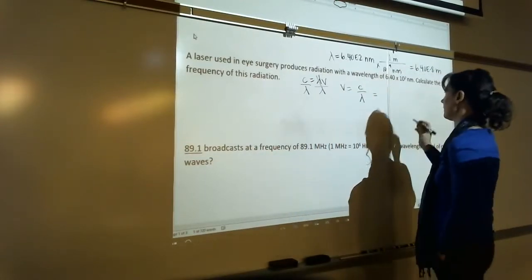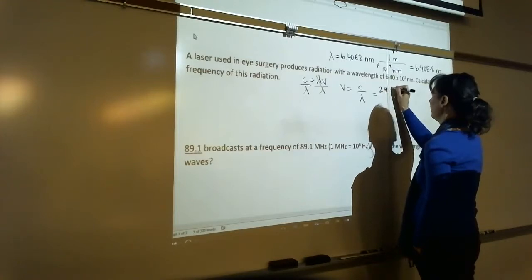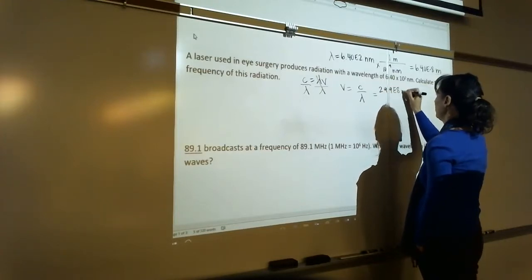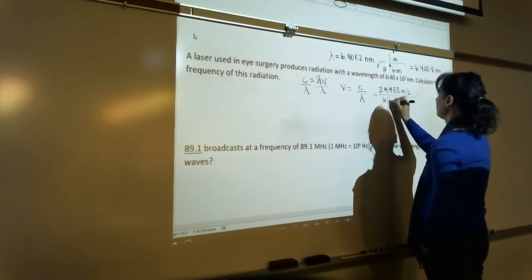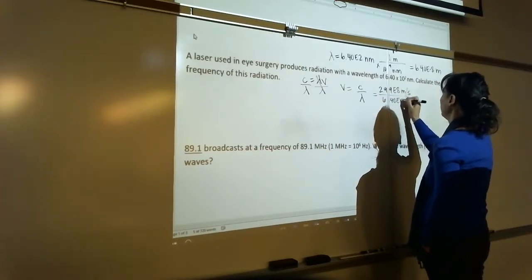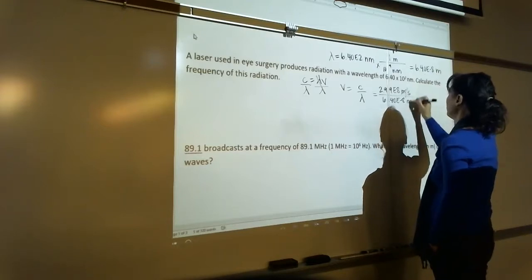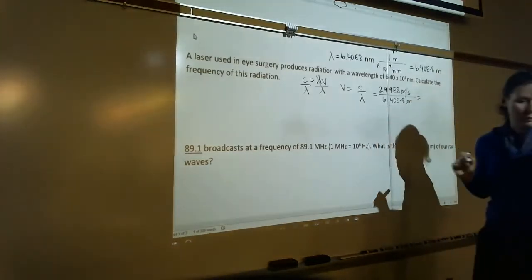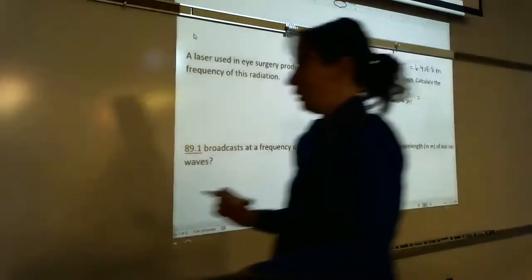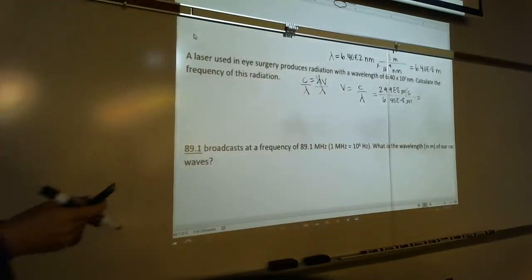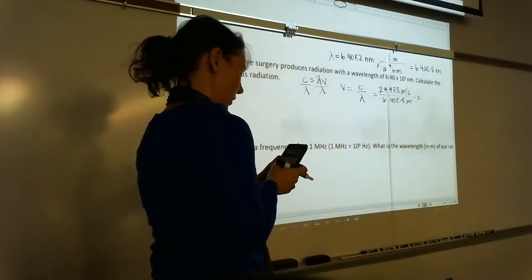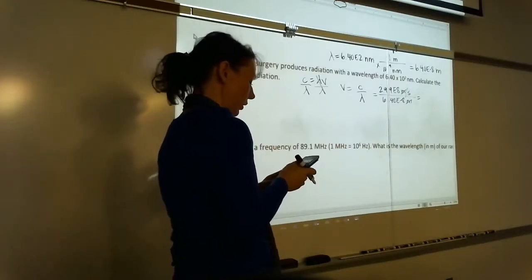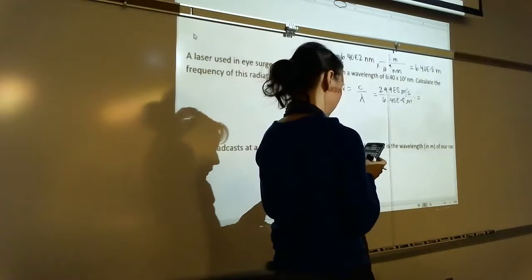So c is a constant, right? 2.99 times 10 to the 8th meters per second, divided by 6.40 times 10 to the -8 meters. So we're left with units of hertz. That's what we want. So the only problem we could potentially have is typing it into our calculator incorrectly, which does happen. But if you show your work, that will help, because then I can give you partial credit.